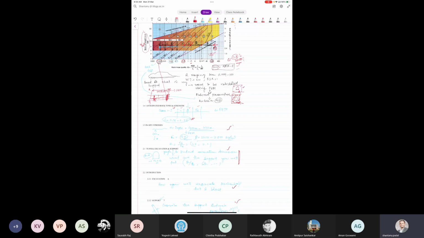You don't need to worry about depth also. I'm saying that depth should be between 400 to 1000 meters. Any depth you just choose. And any density you choose. The K value you can choose anything from 1.5 to 2. So you take your case study and try solving it.